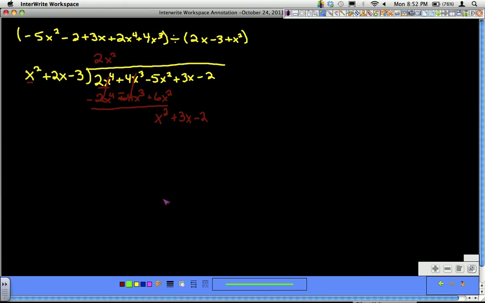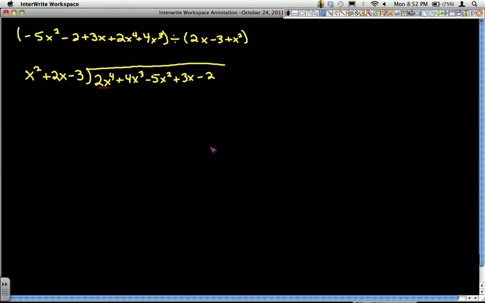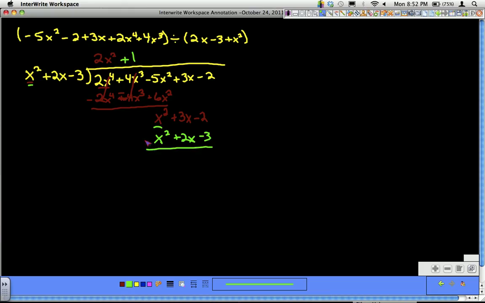So first thing here, divided by first thing here. So x squared divided by x squared is 1. So we go plus 1. So this time we're just going to do 1 times all 3 of these. So 1 times x squared is x squared. 1 times 2x is 2x, and 1 times negative 3 is negative 3. Same as before. Draw the line, change the signs. Opposites go away. Here I'm left with x, and here I'm left with plus 1.